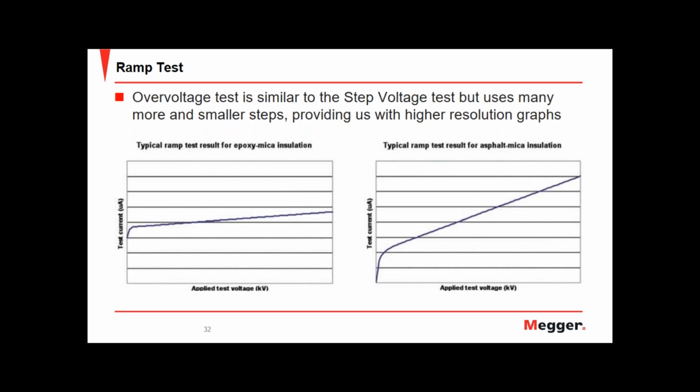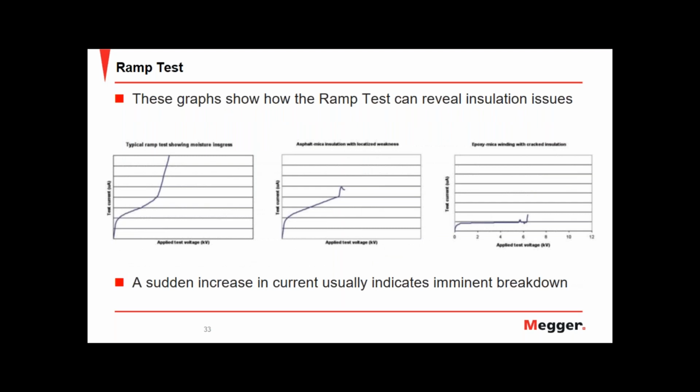Now here you can see there's some traces, different materials work in different ways. These have different test currents as the voltage is ramped up. And these are typical graphs for good quality insulation materials. In this one, we can see a number of different shapes to these ramp tests. On the left, we can see where the current started to go up quite rapidly. This indicates there's moisture ingress, possibly into the cable.